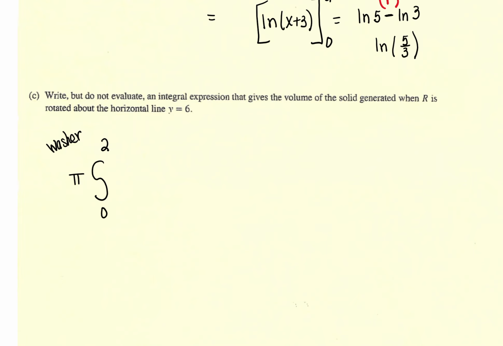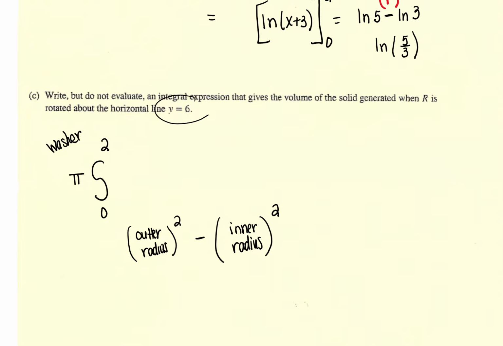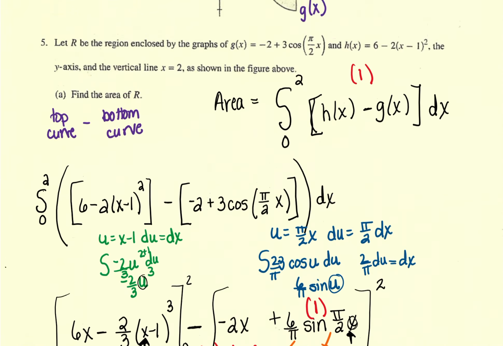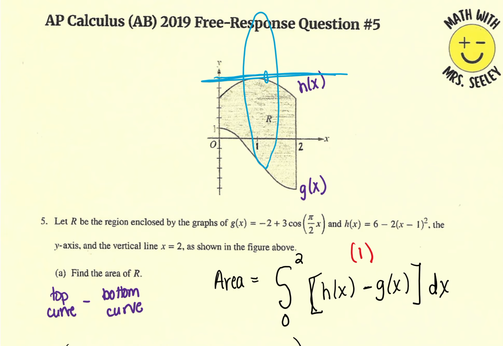Now, because it's a washer, remember that you say outer radius squared minus your inner radius squared. Right there, because these are circles, it's pi r squared minus pi r squared. All right, now the next thing is this. When you're going about a line, your radius is now the distance between the curve and the line.